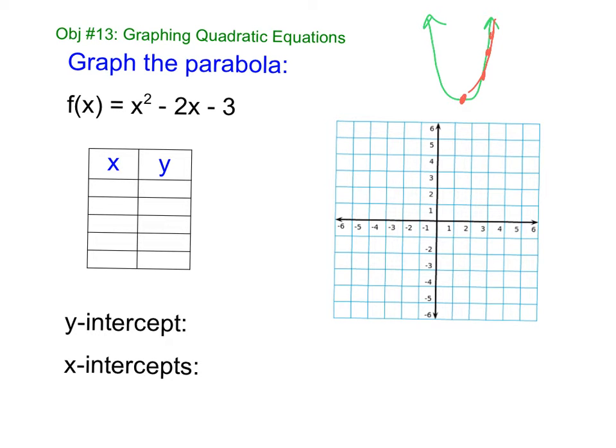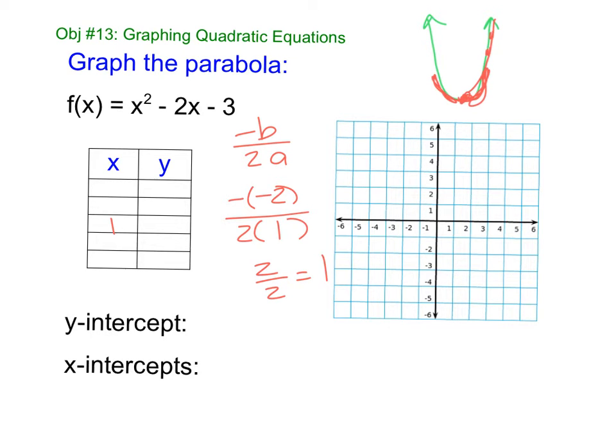So we're going to use that formula we just wrote down. We're going to plug into negative b over 2a. b is negative 2, a is 1. So we get 2 over 2, which is 1. So this is the x value of the vertex. We're going to put this in the middle of our table because those are the numbers that we want to go a little bit on each side. Come over here and over here.